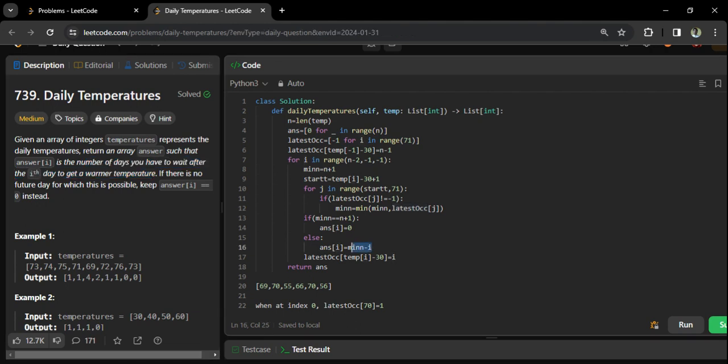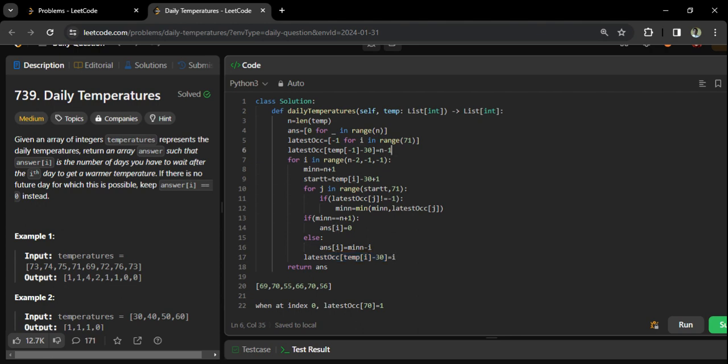That's how I am getting by subtracting with i. Okay, that is the basic idea. And once I have done all of this, I will update. For example, for the current temperature, I will now update its location, the index of the latest occurrence. That's temperature of i minus 30 is equal to i. Latest occurrence of temperature of i minus 30 is equal to i.